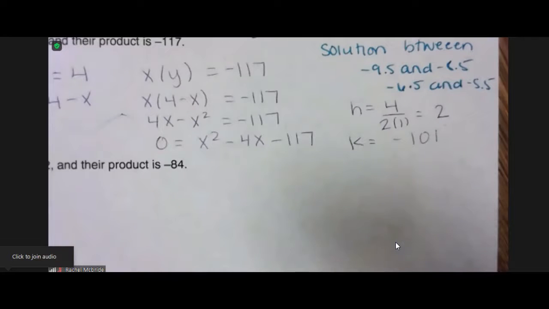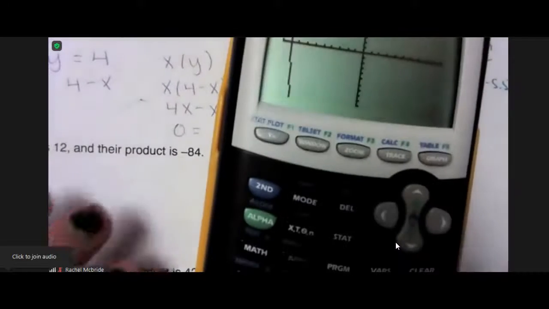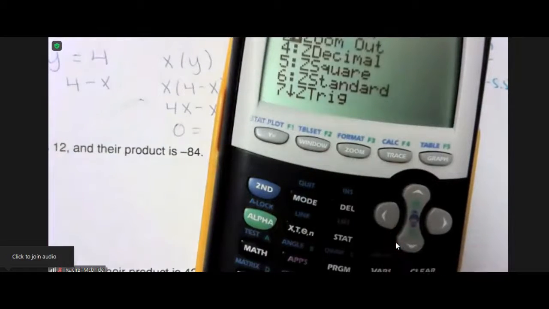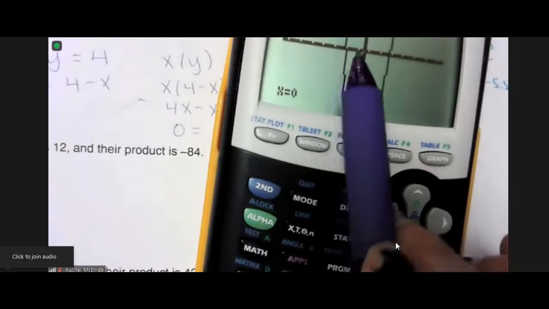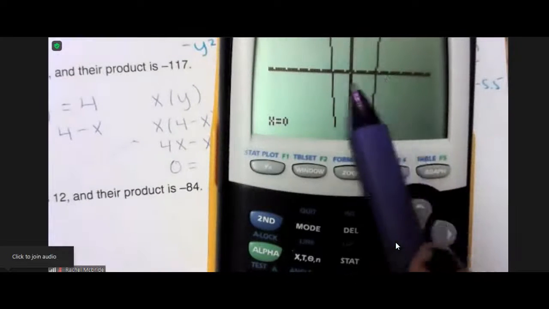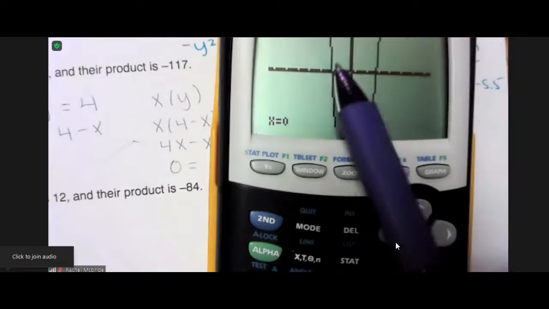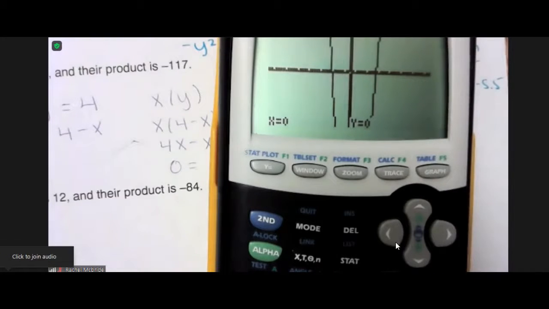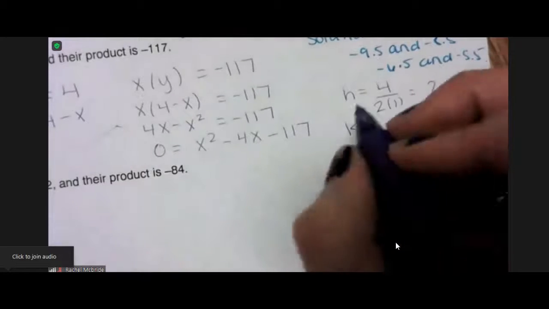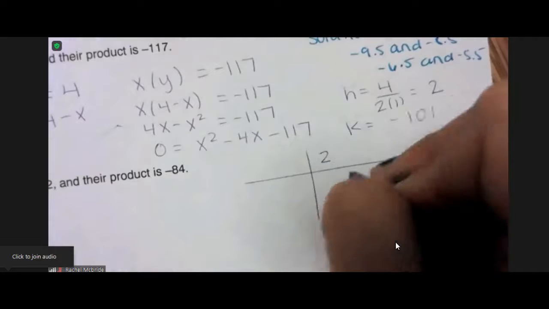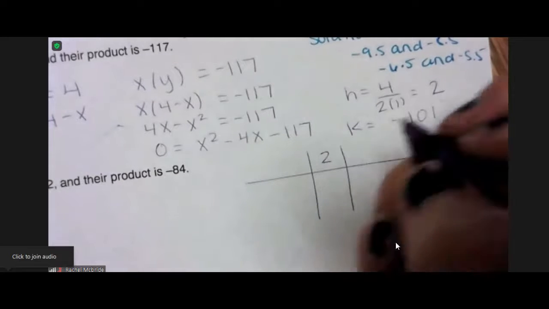And then to find our vertex, once again, we're looking at our graph in a way and looking for those roots. So we can see here, and again, our graph is going to be pretty large, that I have one root to the left and one root to the right, which tells me I have one negative and one positive answer. So putting 2 in the middle of my table and working my way out.